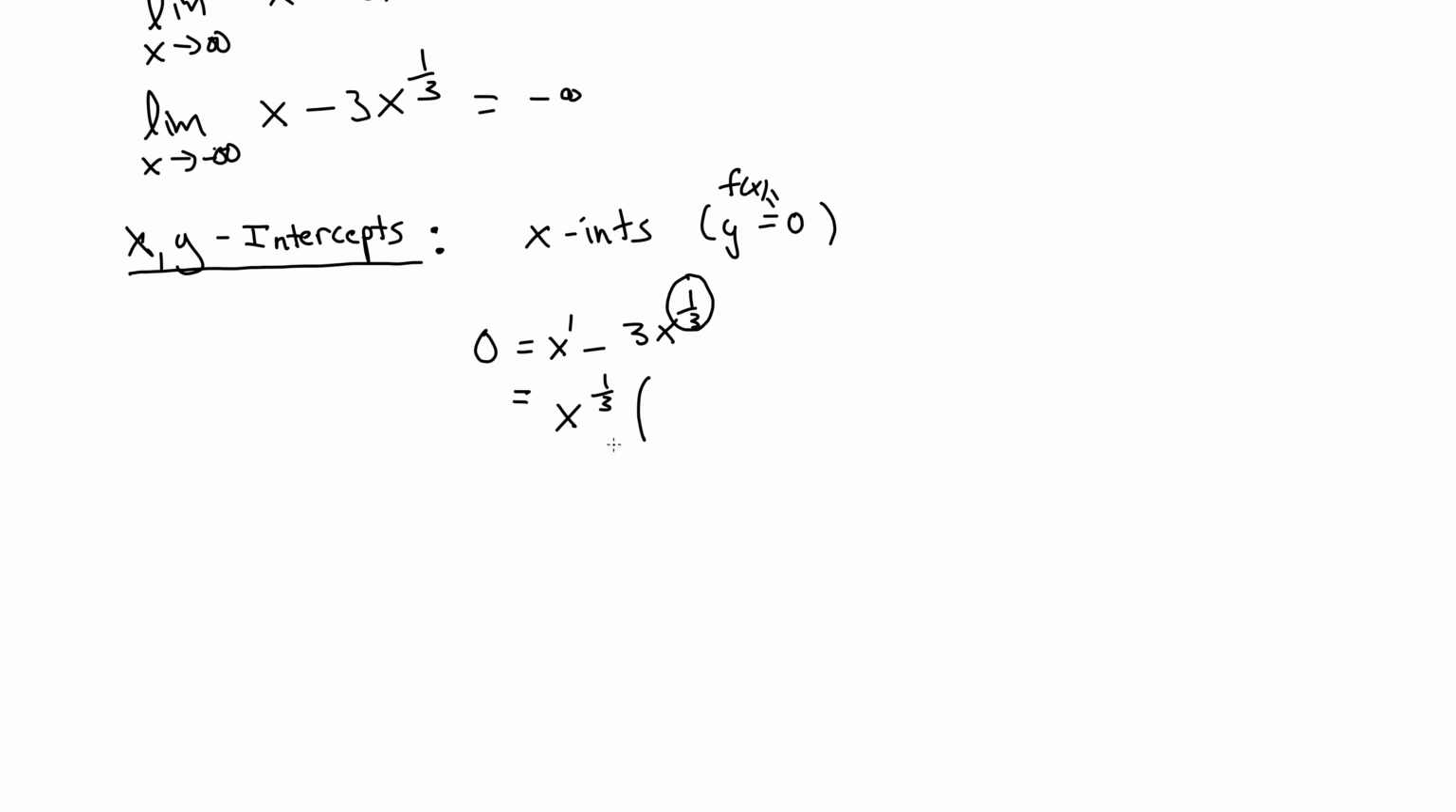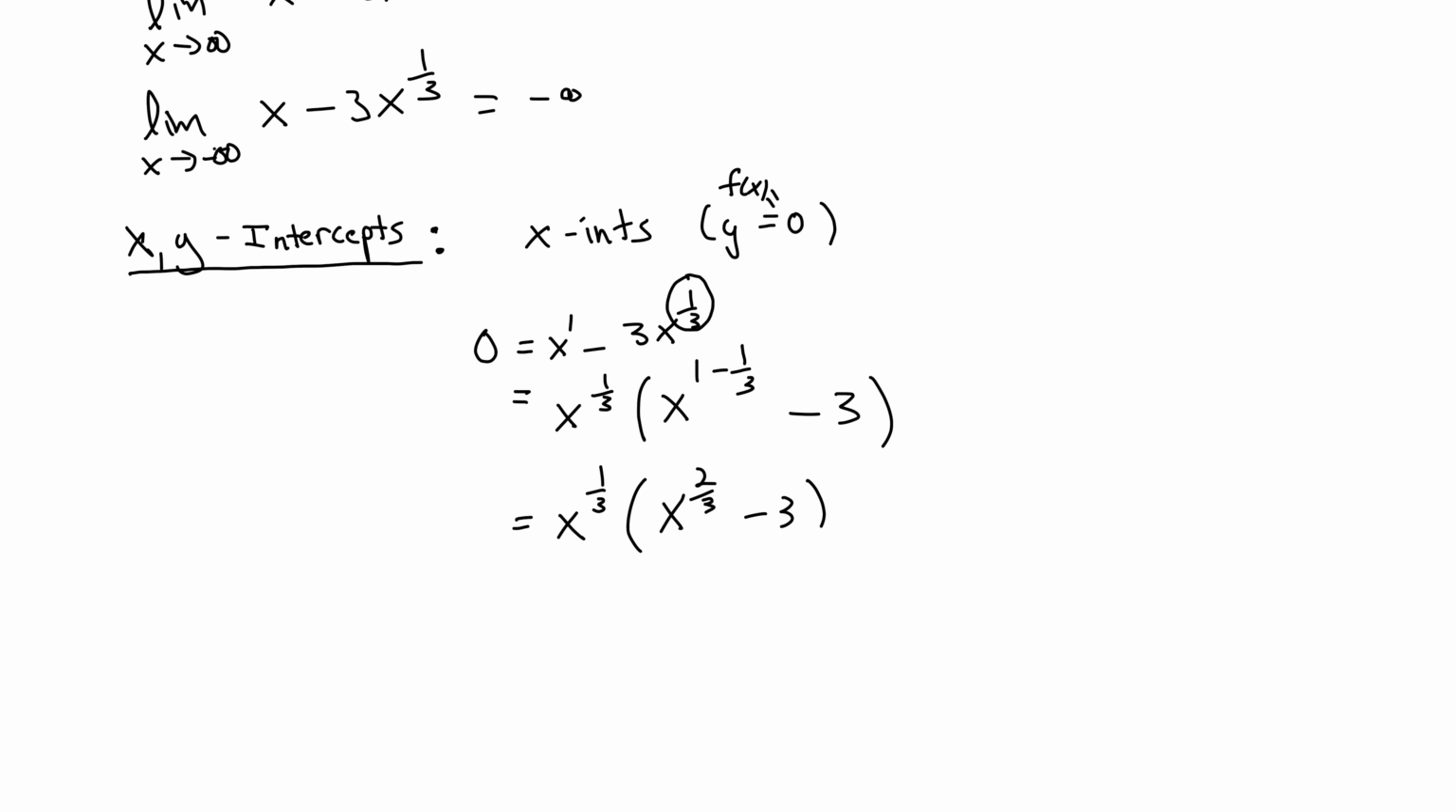What's left? Well, when we factor something out, we're really dividing all the terms by it. And when we divide exponents, we subtract them. So that gives us x to the 1 minus 1/3, minus, and then we just have 3 because we factored out x to the 1/3. So really we're working with x to the 1/3 times (x to the 2/3 minus 3).